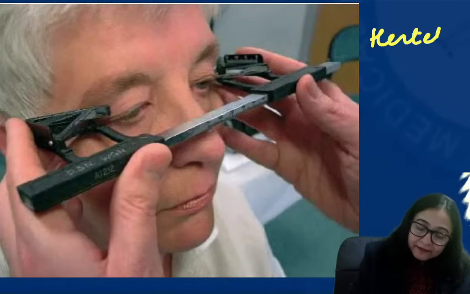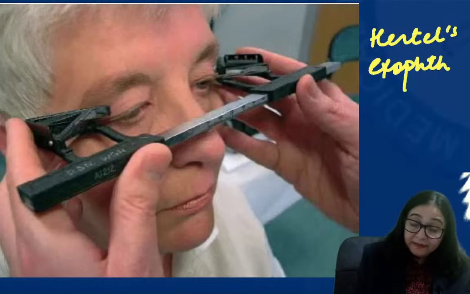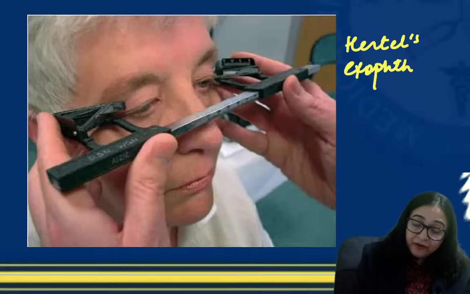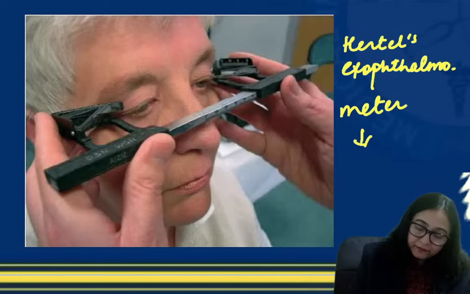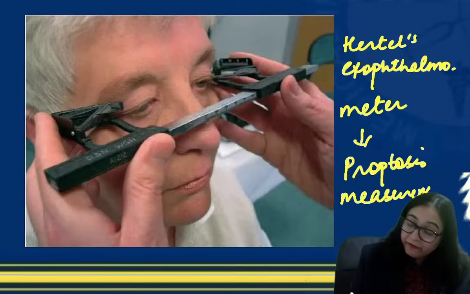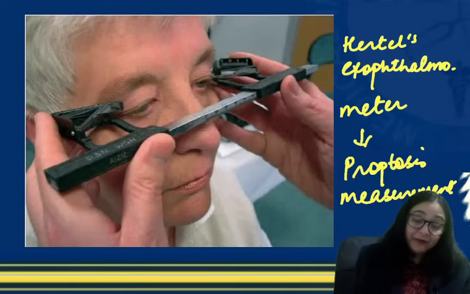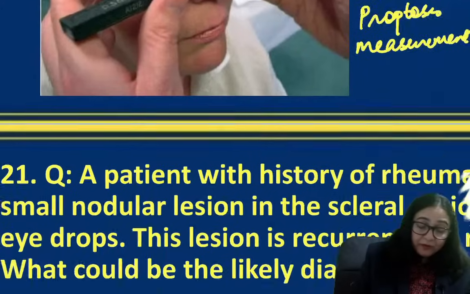This is Hertel's exophthalmometer. An exophthalmometer is an instrument which is used to measure proptosis. Exophthalmometer to measure proptosis. Proptosis measurement. Okay, my dear friends, all good here? Perfect. Time to move on to the next question.